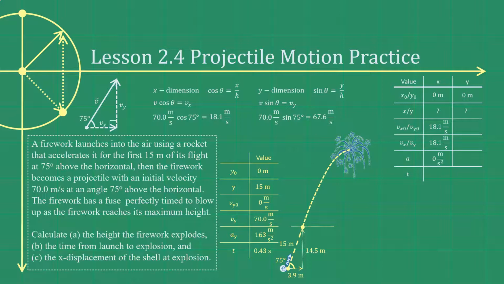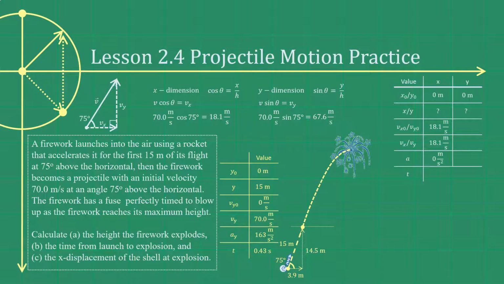Does it make sense, again, that my vertical speed component is going to be much greater than my horizontal speed component? We're looking at 67.6 in the vertical and just 18.1 in the horizontal. Yes, it makes sense, again, because 75 is a very steep angle, so I would expect the opposite side to be longer than the adjacent side.